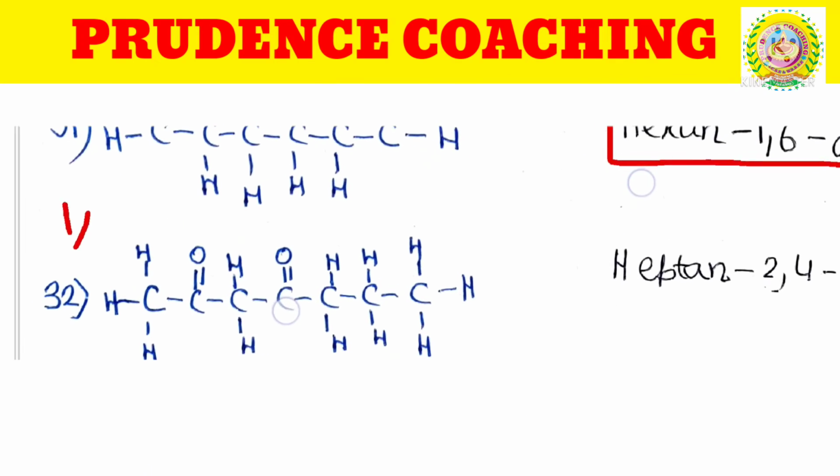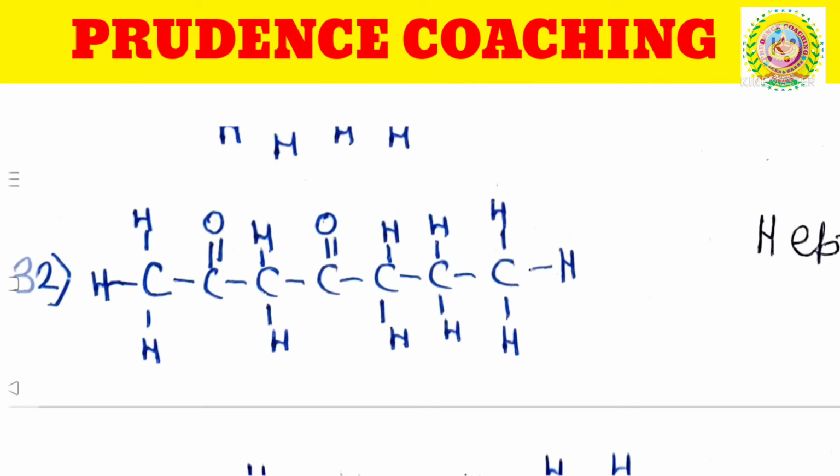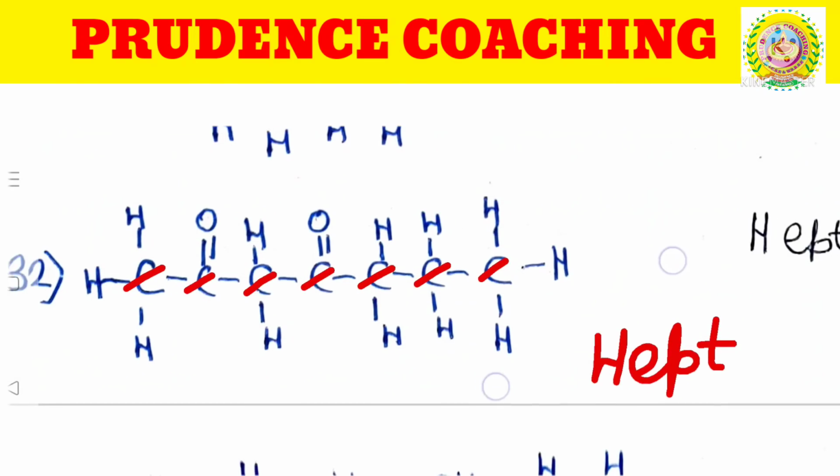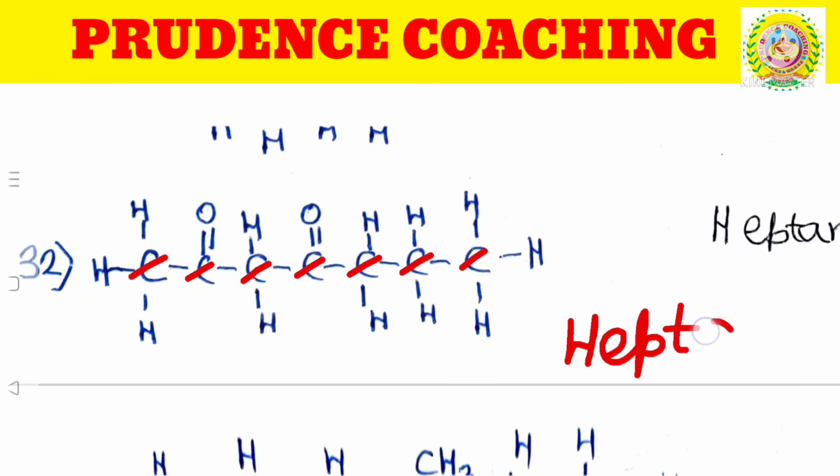So let us move on to number 32 now. Here as you can see, we have 1, 2, 3, 4, 5, 6, 7 carbons. So here you will get hept, as we have 7 carbons. Now in between carbons we have single covalent bond, so you need to write A-N-E.